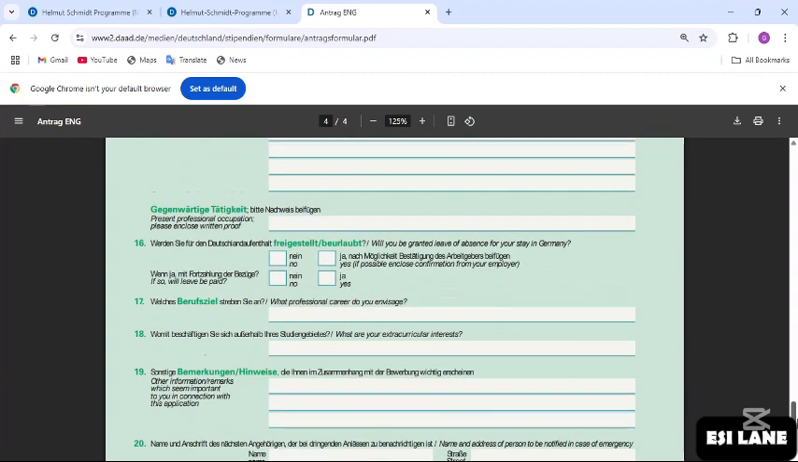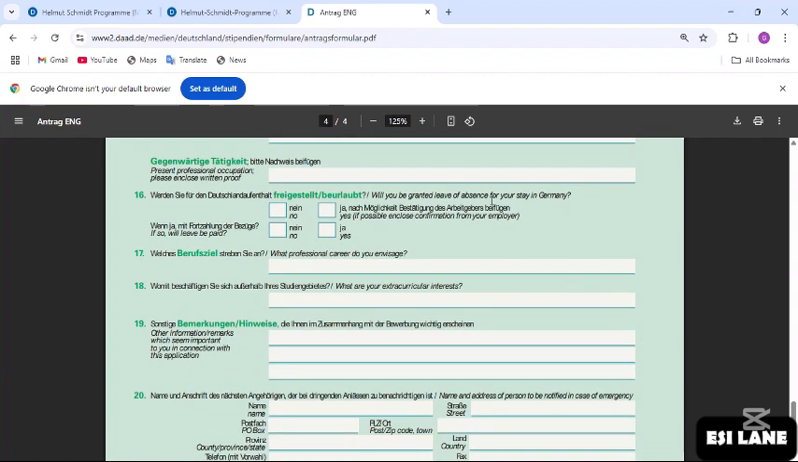Will you be granted leave of absence for your stay in Germany? So you're going to select yes. If possible, enclose confirmation from your employer. That is also going to be in the employment certificate. That letter is going to prove that you have a job, and it's also going to prove that when you return from your study, a job is going to be available for you.